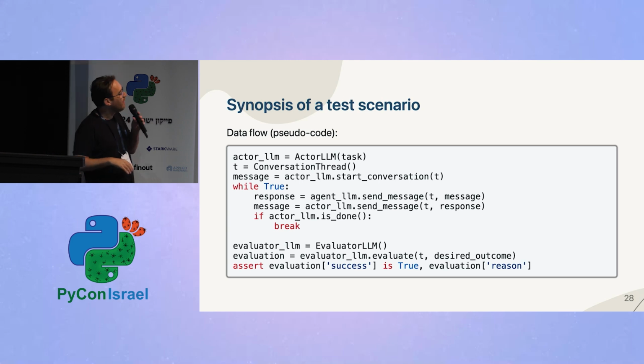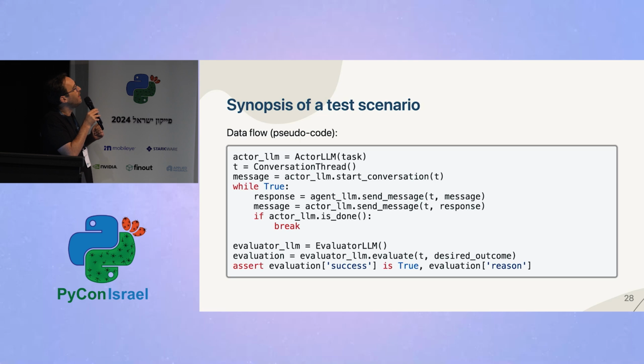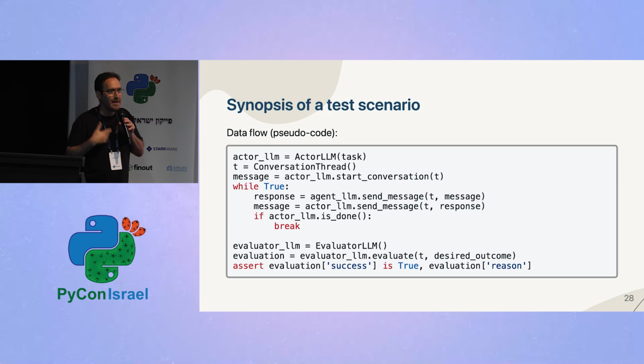Okay, so how would it look in a Python implementation? First up, we start by creating this actor LLM and give it the task. We create this conversation thread, and we start the conversation. We get the first message. This is the actor starting the scene, right?